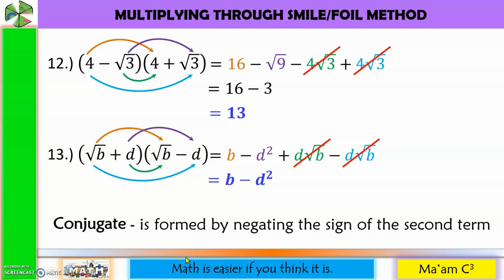It is formed by negating the sign of the second term. So the only difference of the two binomials is the sign in the middle. We will be having more of conjugate in our next video, dividing radicals.